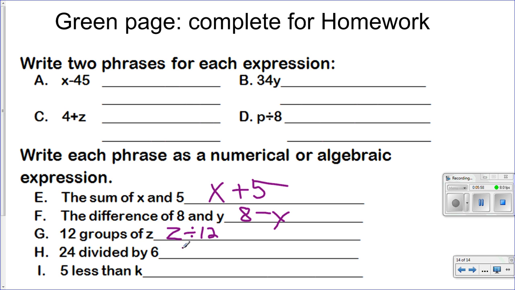24 divided by 6 would be simply 24 divided by 6. Of course, you can use the division sign or write it as a fraction. 5 less than K, or less than means you flip the order around. So it will be K minus 5.